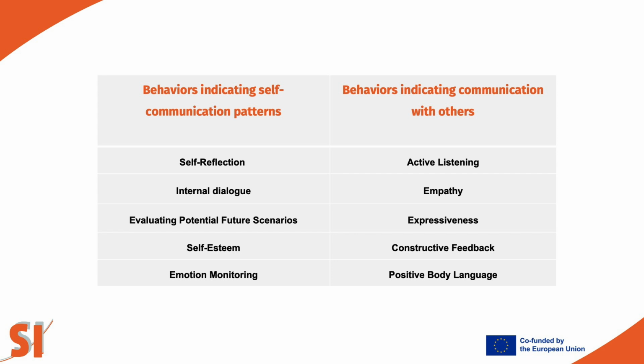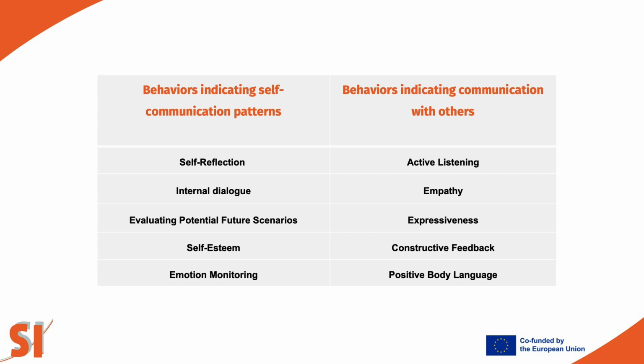Emotion monitoring is important for recognizing, understanding, and managing one's own emotions to maintain emotional balance and make informed decisions. To effectively identify behaviors indicating communication in others, observe these key aspects. Active listening. A person nods and makes affirming gestures while the other is speaking, maintains eye contact, and shows interest. They might also repeat or rephrase what the other person said to confirm understanding.